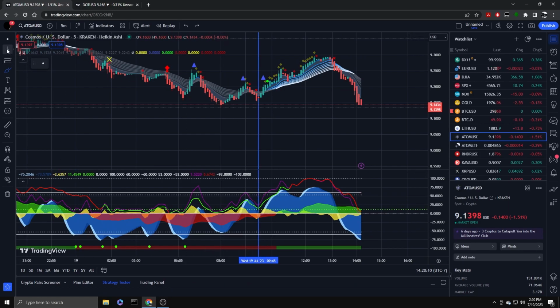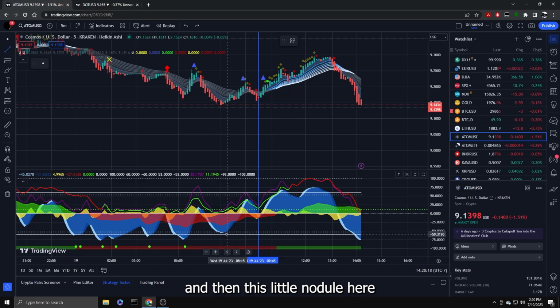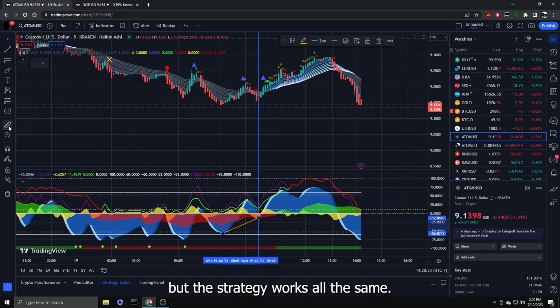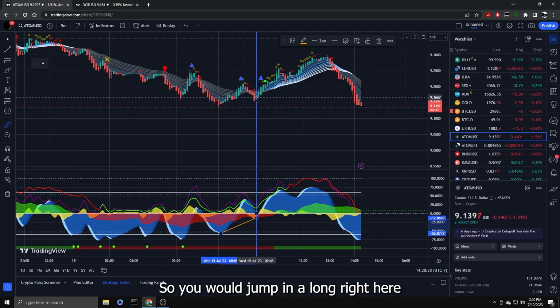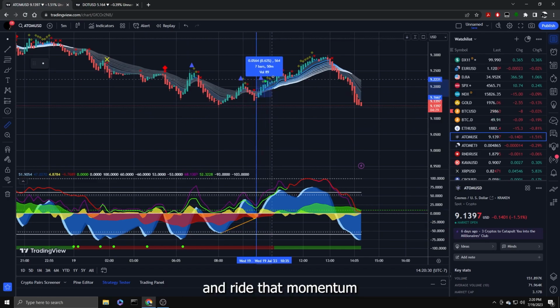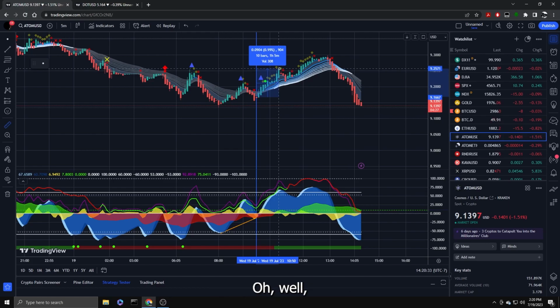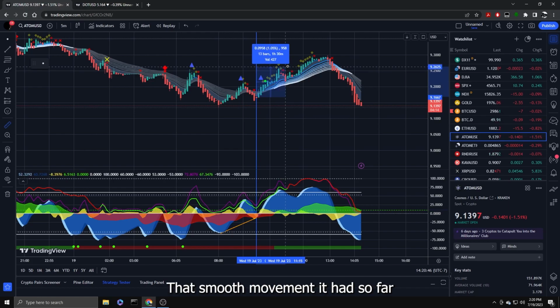You could say this is my anchor wave, and then this little nodule here is my trigger wave. Now it's shallow because we're on the 5 minute, we're looking at fractions of a percent here, but the strategy works all the same. So you would jump in along right here and ride that momentum up, up, up, all the way. Oh, well, we could take a 1% profit, but at 10x leverage after an hour, that's a 10% gain. Not bad. You could stick with it and see if the cash flow continues that smooth movement it had so far and hang out.